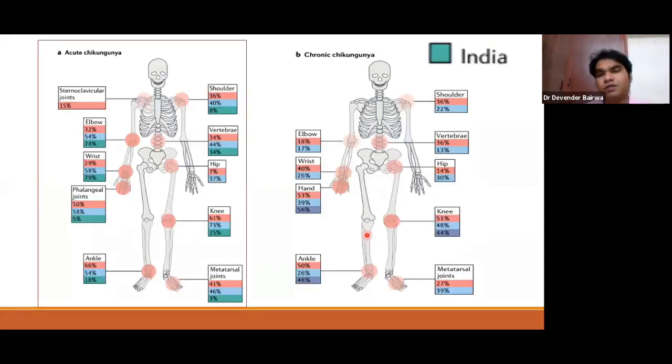There can also be long-term fatigue, mood disorders, and sleep disorders. This figure is important because it shows which joints are involved with what frequency, in overall red color, and the green color shows the data from India. In acute chikungunya, the wrist joint is the most commonly involved, and in India too the most common joint involved in acute chikungunya is the wrist joint. Similarly, they have shown that chronic arthritis can occur in multiple joints. The message from this figure is that almost all joints can be involved in both acute as well as chronic chikungunya. The second message is that in acute chikungunya, the most common joint involvement is the wrist and the elbow.